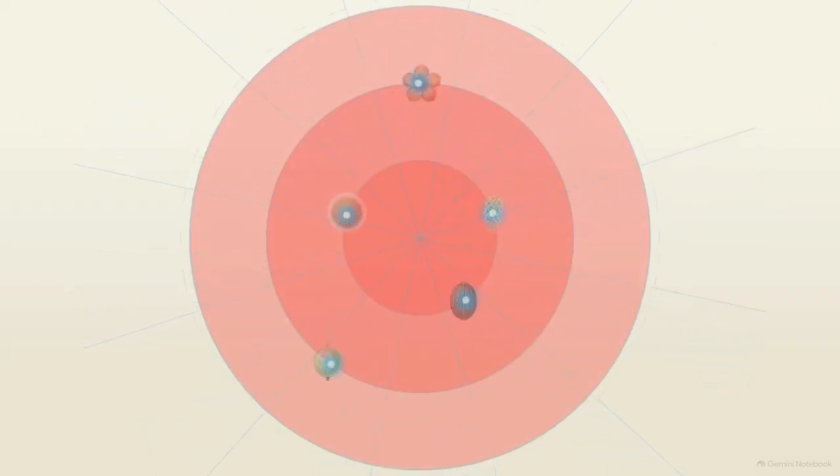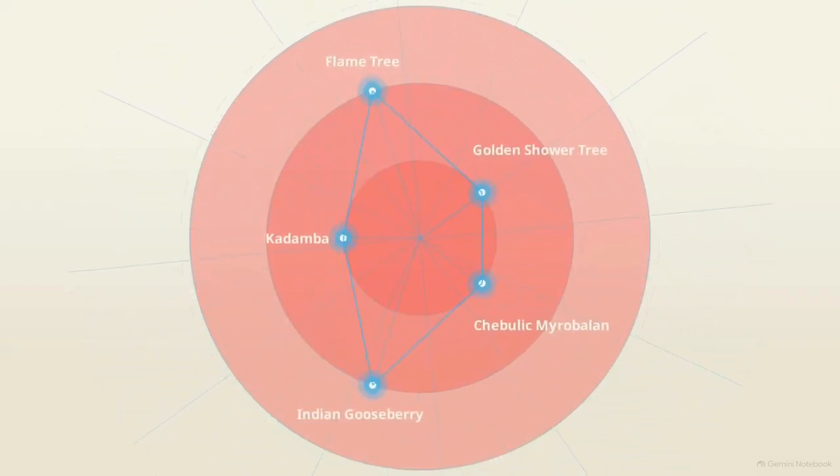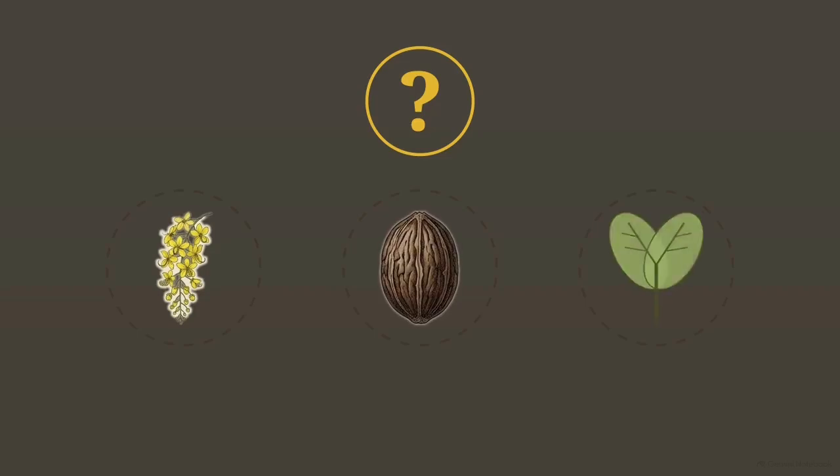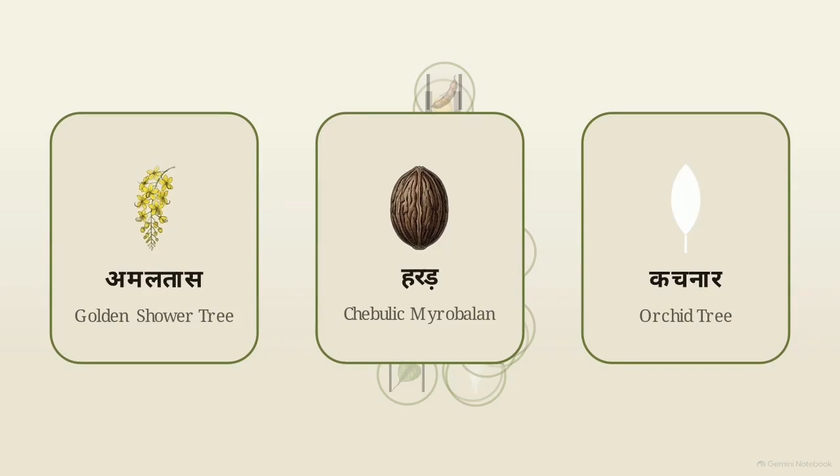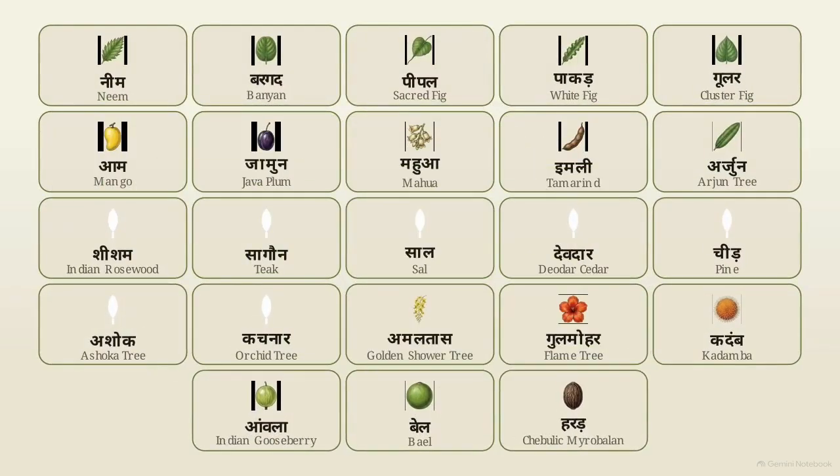Mastering these specific English terms allows you to connect local ecological observations with global botanical databases. Here is the final test. I'm going to show you the isolated visual traits of amaltas, harad, and kachnar. Identify them. We isolate the golden shower tree for amaltas, the chebulic myrobalan for harad, and the orchid tree for kachnar. This is the complete 23-tree master index.